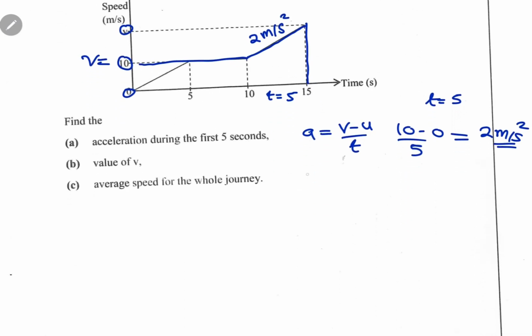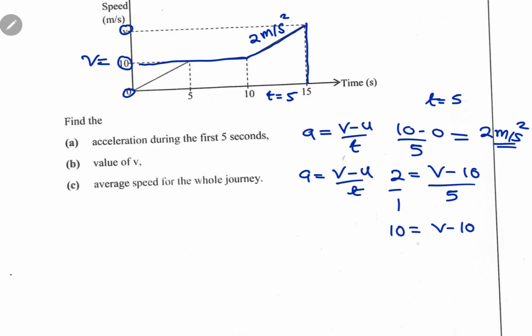Here you can use the formula: acceleration is equal to final minus initial, divided by time. Acceleration is 2. Final we do not have. Initial is 10, divided by time, which is 5. Cross multiply: 10 is equal to v minus 10. Bring 10 to the other side. v is going to be 10 plus 10, and this gives us 20 meters per second. So that is going to be 20 meters per second.